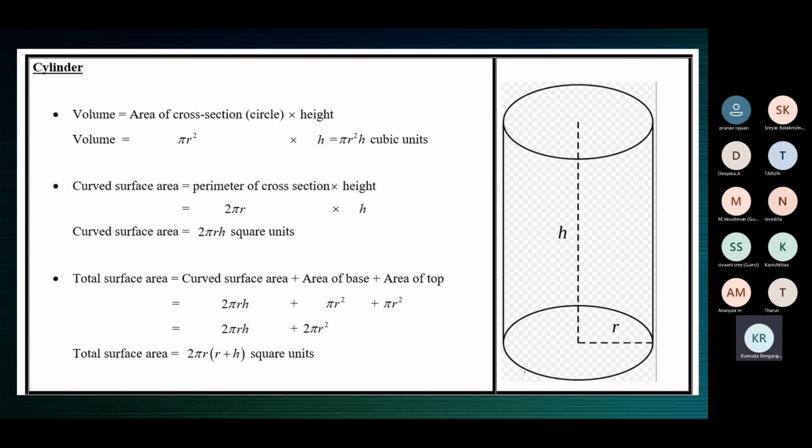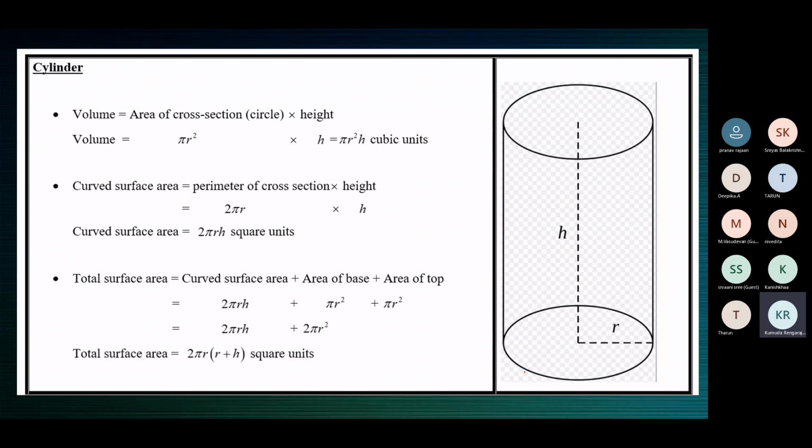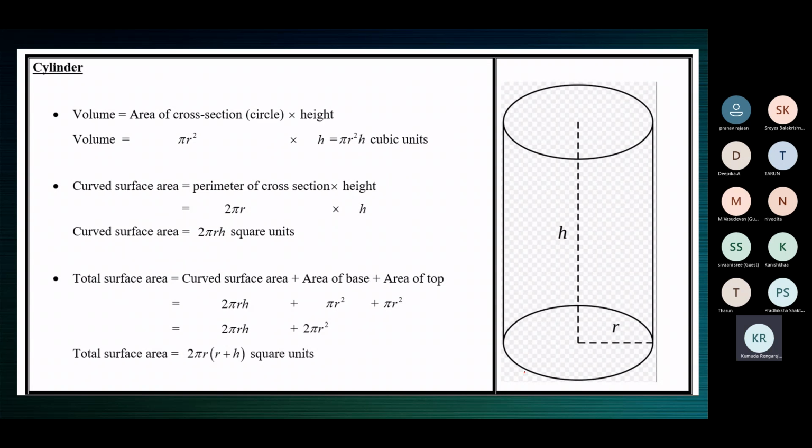Now there is a cone of the same radius and same height. It's not a cylinder, it's a cone of the same radius and height. The volume of that cone will be 100 centimeter cubed. It will be 1/3 of 300, which is 100.